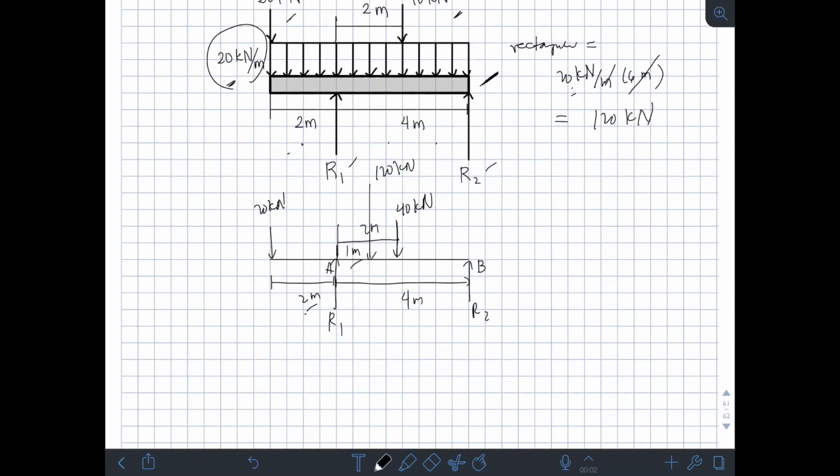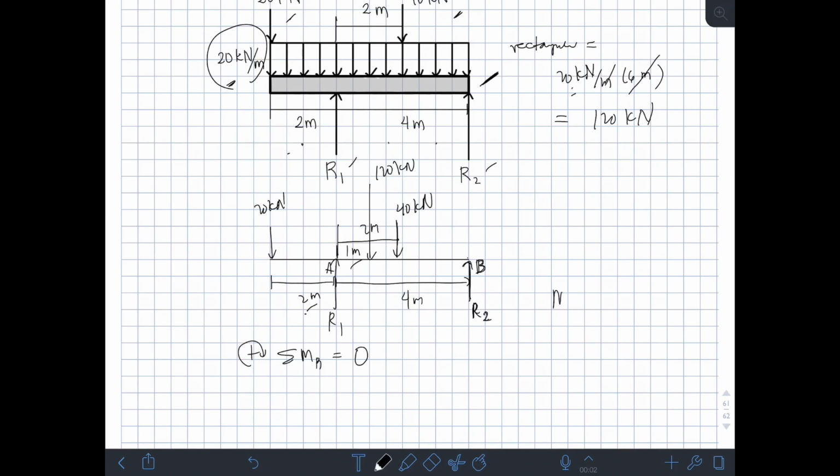Ngayon, gagamit na tayo dito ng moment. So, pwede tayong mag-moment sa isang point kung saan may makakancel na unknown. So, let's say, mag-moment tayo sa point B. So, kapag nag-moment tayo sa point B, makakancel natin yung reaction R2 kasi yung line of action niya is along doon sa moment center. So, pag nag-summation tayo ng moment at B equal 0, so, ina-assume natin dito na yung ating system is in equilibrium. Okay? So, pwede tayong mag-assign ng sign convention. Let's say positive kapag clockwise yung ating moment.